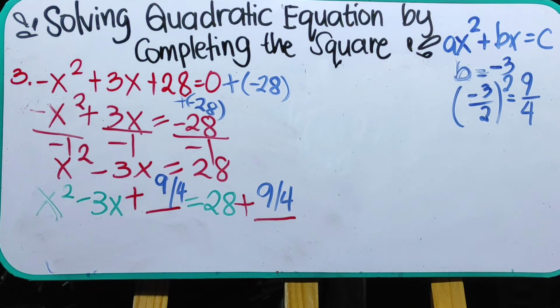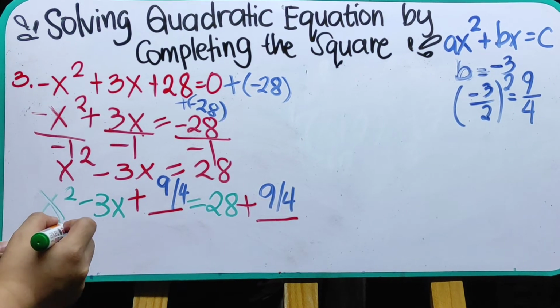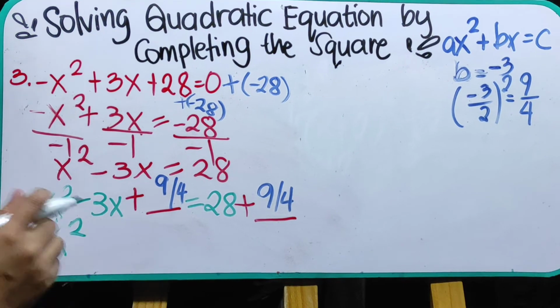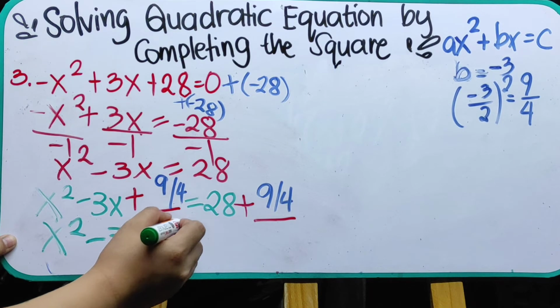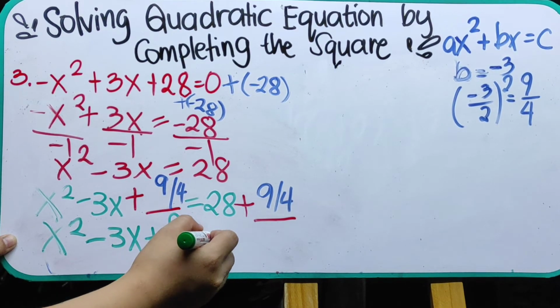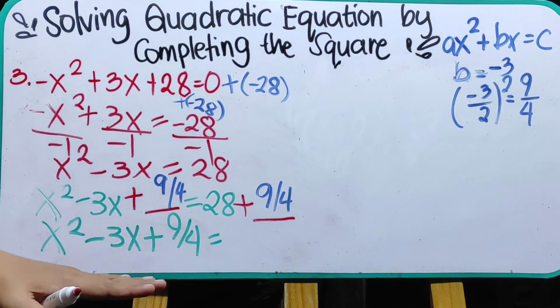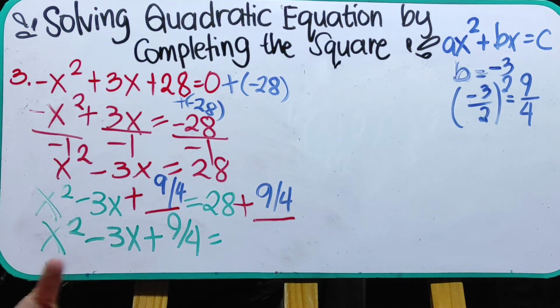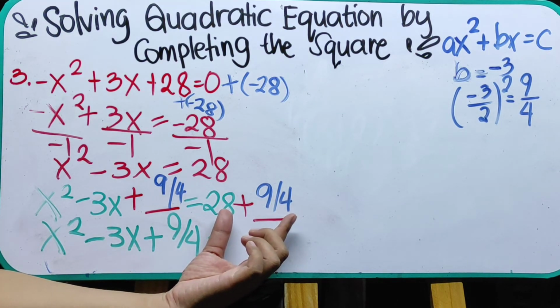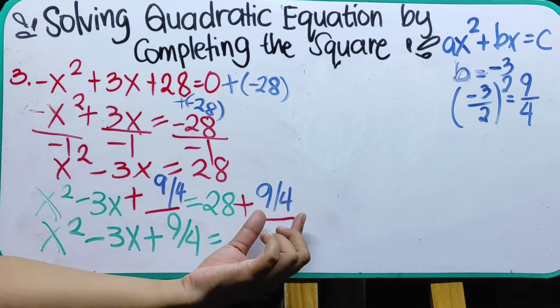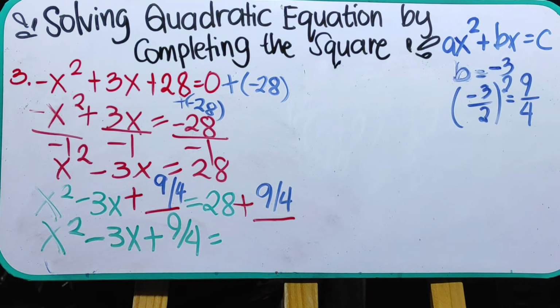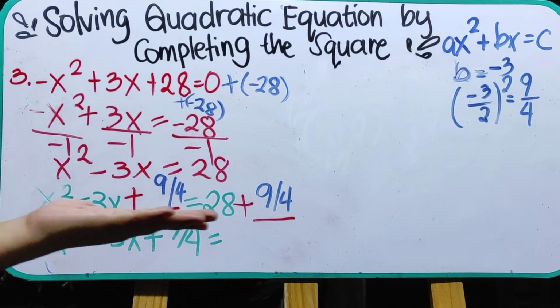9 over 4. Okay, next. Copy lang po natin. X squared minus 3x plus 9 over 4. Ayan po yung ating perfect square trinomial sa left side. And then, isi-simplify po natin itong nasa right side natin, which is 28 plus 9 over 4. So, ito whole number, ito fraction. So, hindi natin yan basta-basta mai-add agad kasi dissimilar sila.